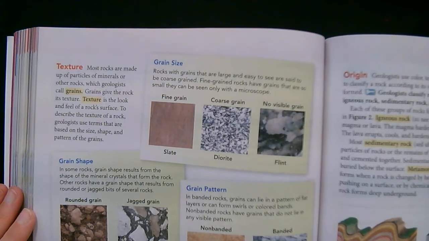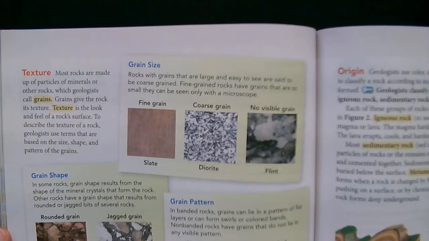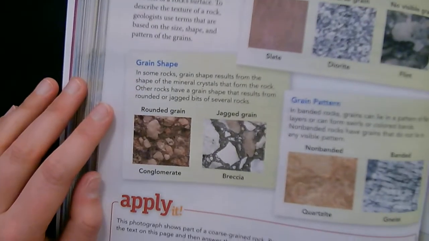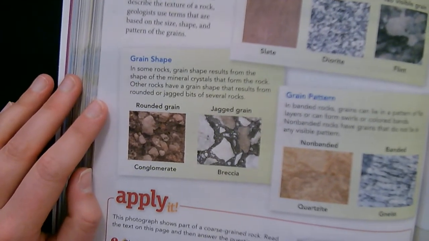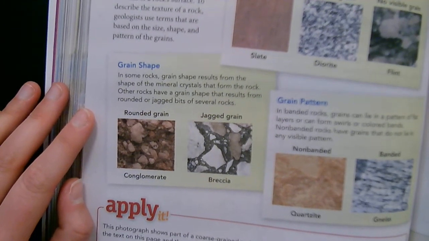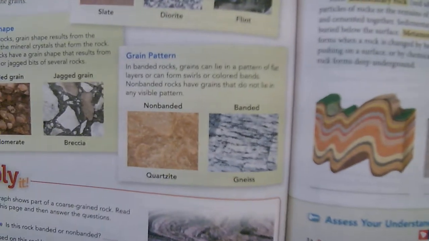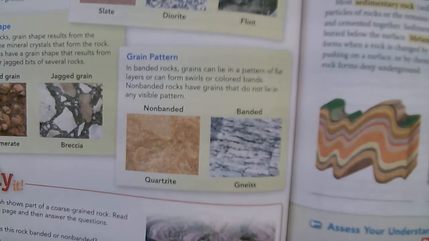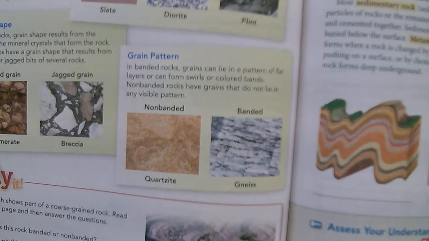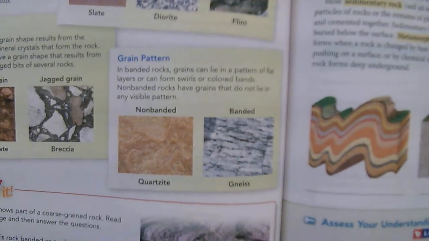Rocks with grains that are large and easy to see are said to be coarse-grained. Fine-grained rocks have grains that are so small they can be seen only with a microscope. Grain shape. In some rocks, grain shape results from the shape of the mineral crystals that form the rock. Other rocks have a grain shape that results from rounded or jagged bits of several rocks. Grain pattern. In banded rocks, grains can lie in a pattern of flat layers or can form swirls or colored bands. Non-banded rocks have grains that do not lie in any visible pattern.